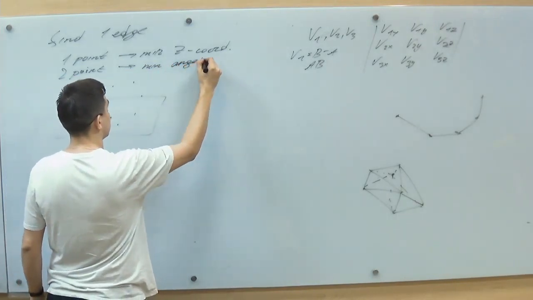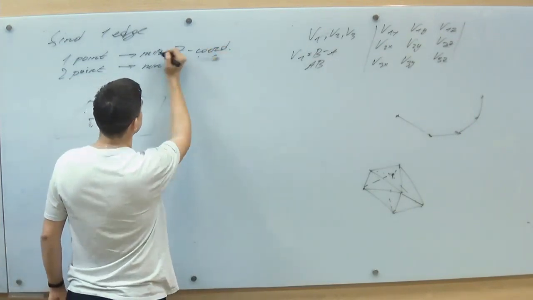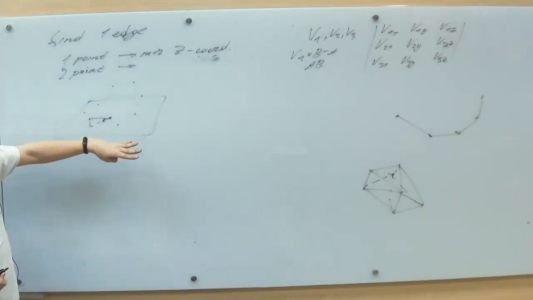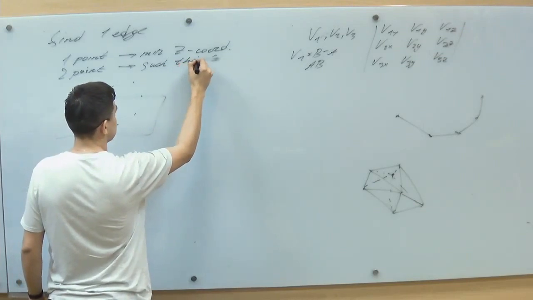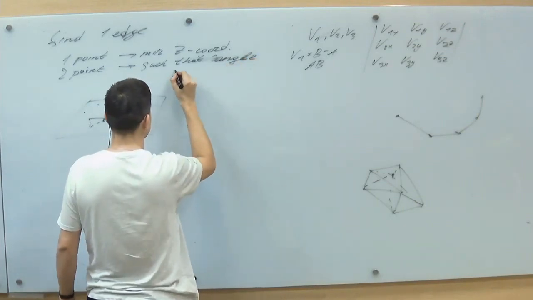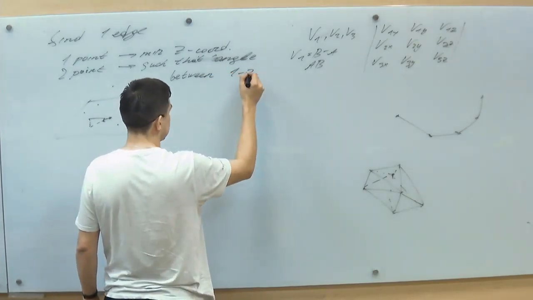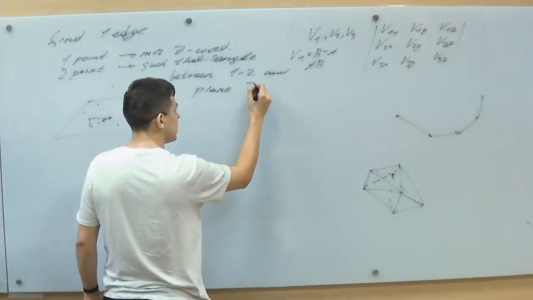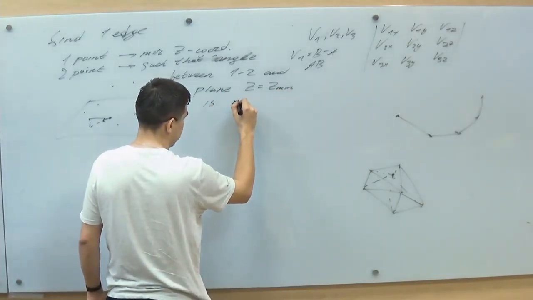So the second point is such a point that this edge forms the minimum angle with this z-plane. Such that the angle between 1, 2 and the plane z equal to z min is minimum.